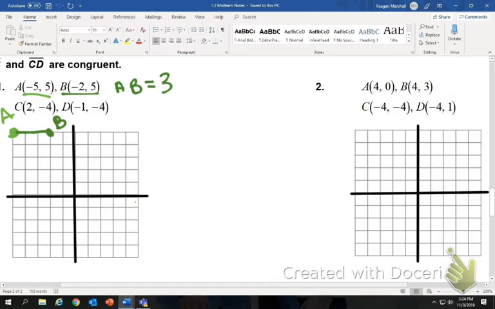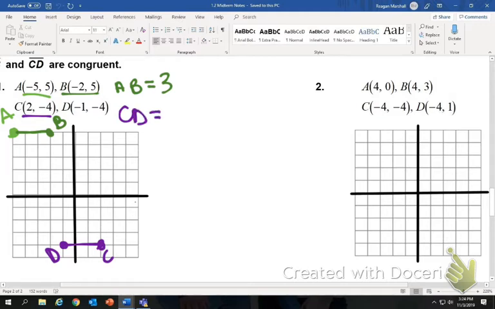We'll do the same thing for the next one, CD. C says we go over 2, 1, 2, and then down 1, 2, 3, 4. So this is C. And then D will go to the left 1, and then down 1, 2, 3, 4. Connect the dots.